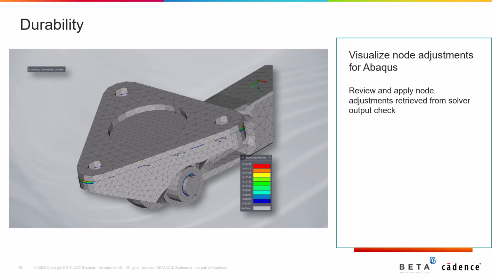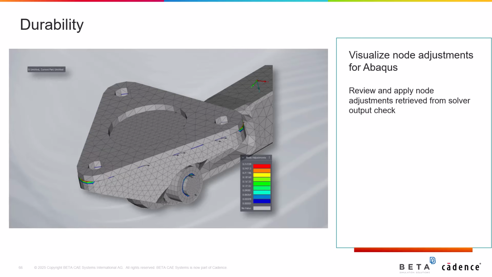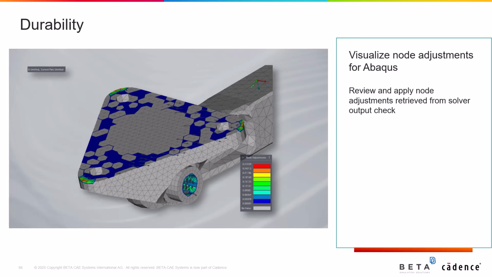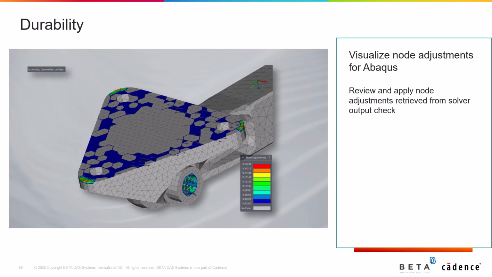Moving on, another visualization mode has been introduced. After running the Abacus data check, users can now read the node adjustments due to contacts directly from the solver output check. These node adjustments are labeled as strain-free results within the ODB files. Additionally, the option to selectively apply these adjustments is also supported.